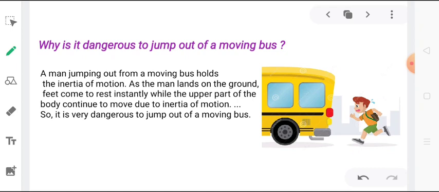So a man jumping out from a moving bus holds the inertia of motion. Since the bus was moving at a certain speed, obviously the man was also moving with the same speed. As the man lands on the ground, his feet come to rest instantly, while the upper part of the body, due to inertia, will continue to move with the same speed as that of the bus. So there is a possibility that the person will fall down. So it is very dangerous to jump out of a moving bus.